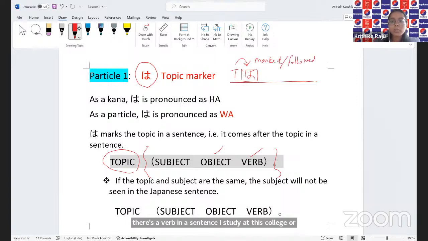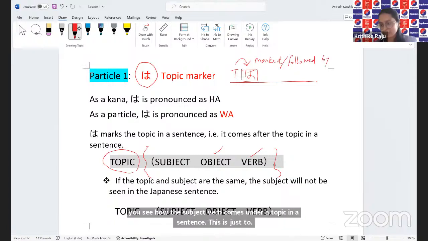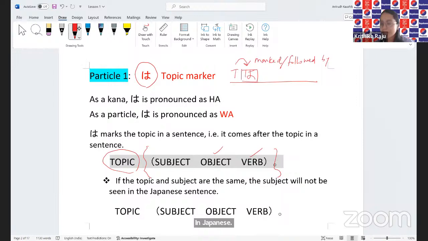Marked means followed by. When somebody says mark my words, it means listen to me carefully, follow what I am saying carefully. Mark, to follow. It comes after. Particles will always come after. Markers will always come after. They mark. So after the topic in a sentence, you will have the topic marker. What is the topic marker?